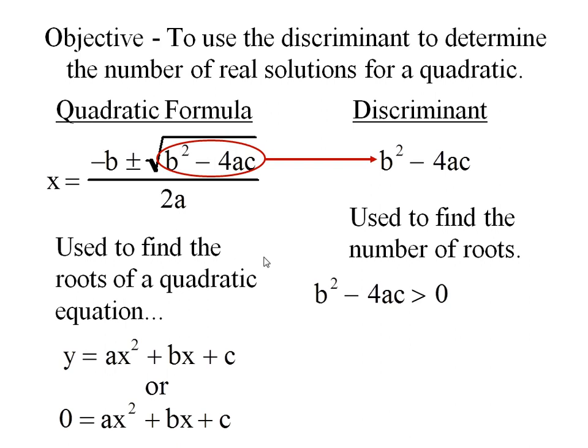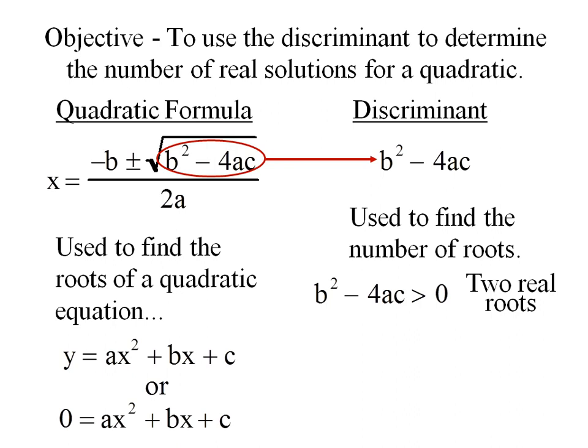For instance, if you discover that your b squared minus 4ac, your discriminant value, is a number that's greater than 0, then that tells you you're going to have two real solutions, or two real roots, or two real zeros, or two real x-intercepts.